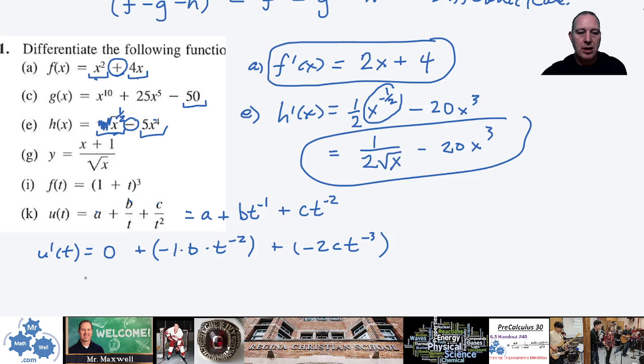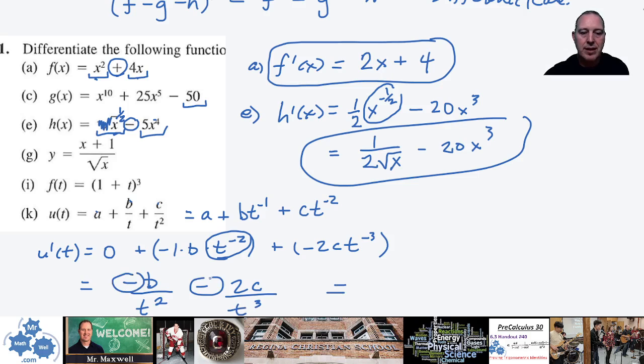Okay. Forget about the 0. You don't have to write that down. This is negative b. Now this t to the negative 2 is over t to the positive 2, t squared. So you can write it like that. And then we have plus a negative, that's same as minus 2c over t cubed. You might want to factor a negative out because you definitely have a common factor there. So you could do this and your answer might look something like this.